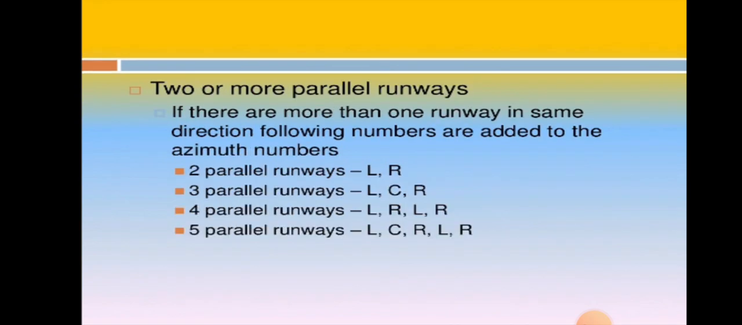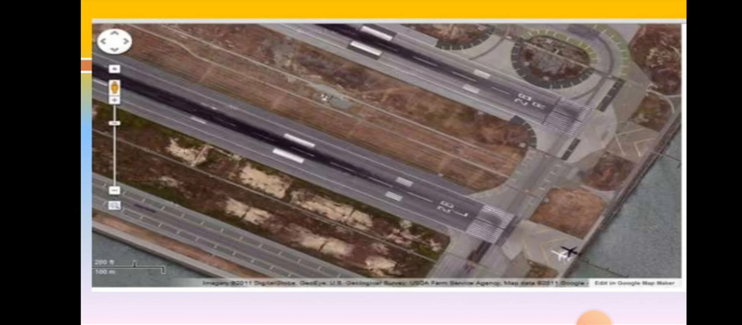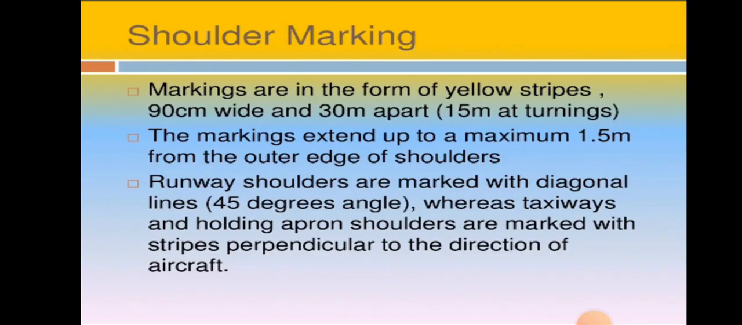Two or more parallel runways. If there is more than one runway in the same direction, the following letters are added to the azimuth number. Two parallel runways: L, R. Three parallel runways: L, C, R. Four parallel runways: L, R, L, R. Five parallel runways: L, C, R, L, R. Shoulder marking.